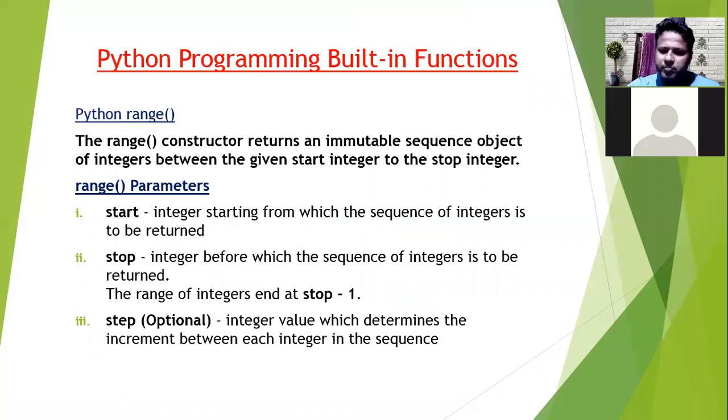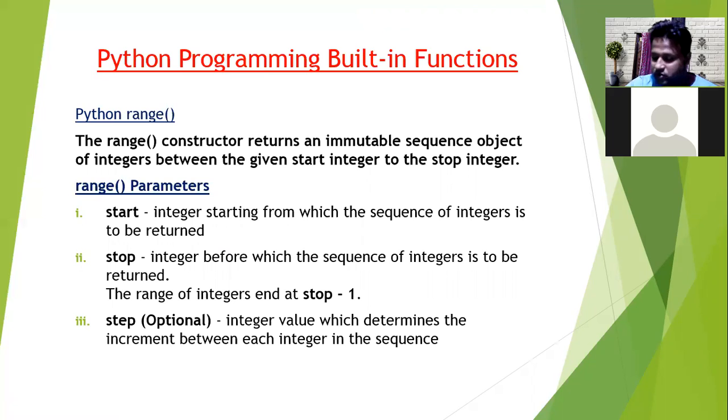In Python, built-in function. Okay, so what are the built-in functions we are using? The range constructor returns the immutable sequence object of integers between the given start integer to the stop integer. Range parameters: start, the integer starting from which the sequence of integers is to be returned. Stop, the integer before which the sequence of integers is to be returned. Step, the integer value which determines the increment between each number.